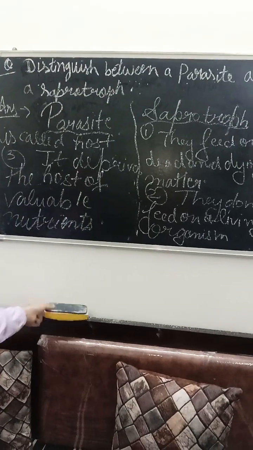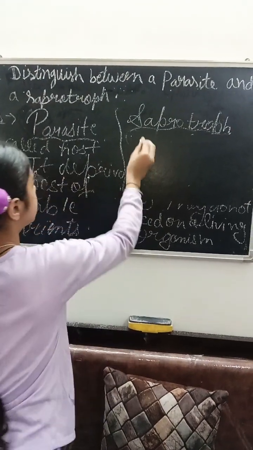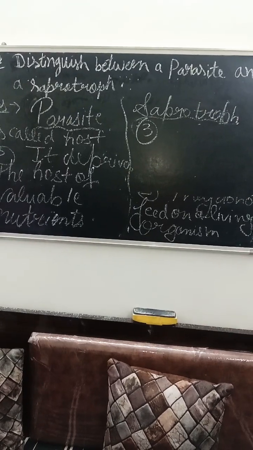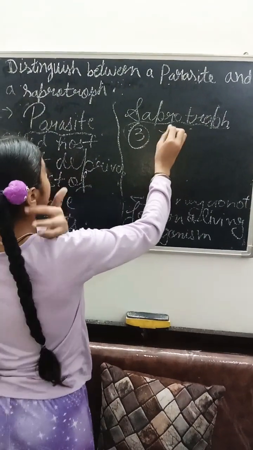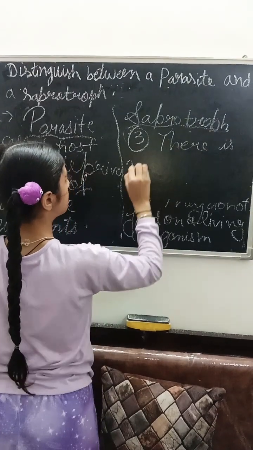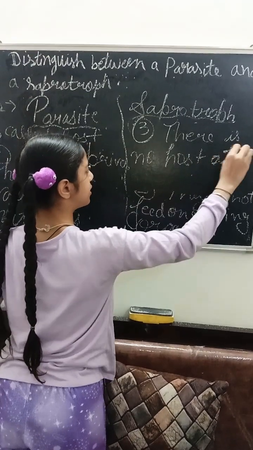Third point of saprotroph is there is no host at all. There is no host at all.